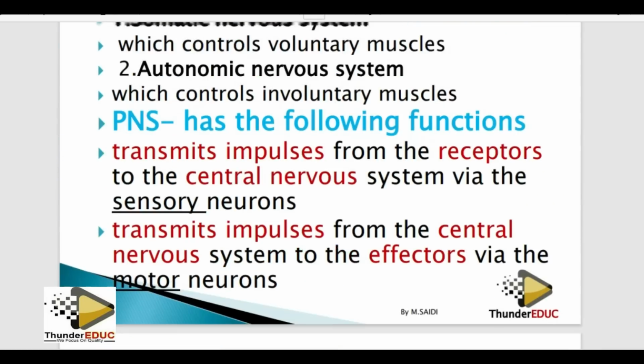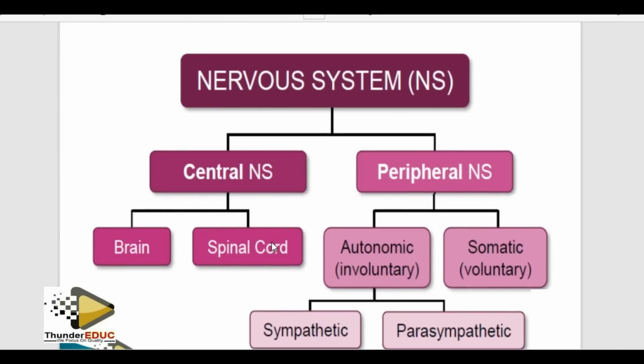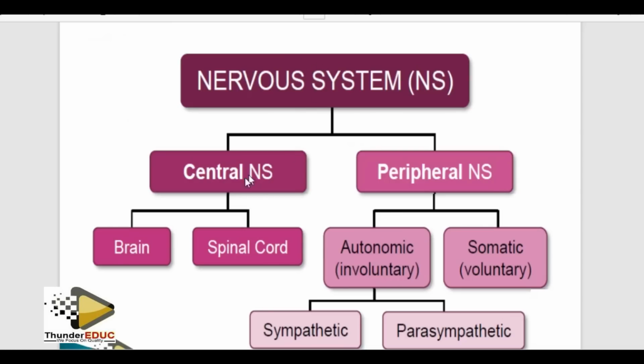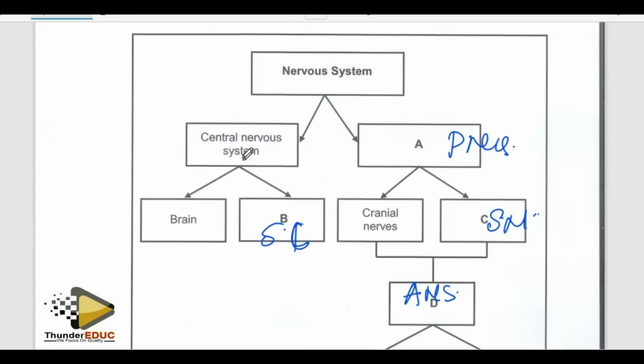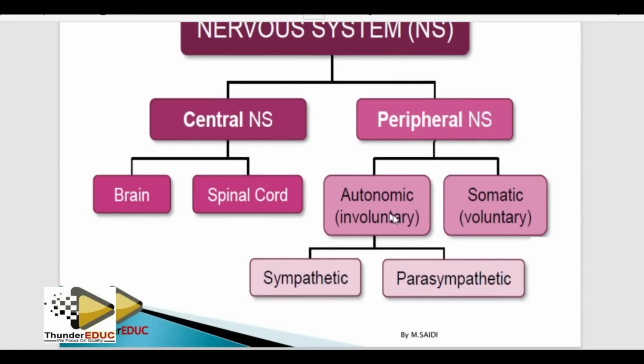So what I'm explaining here is this diagram. Simple. That's what they're asking. They brought this diagram exactly how you check. Nervous system, central nervous system: brain, spinal cord. Peripheral nervous system, where you have the autonomic nervous system and the somatic. And then the autonomic nervous system is divided.